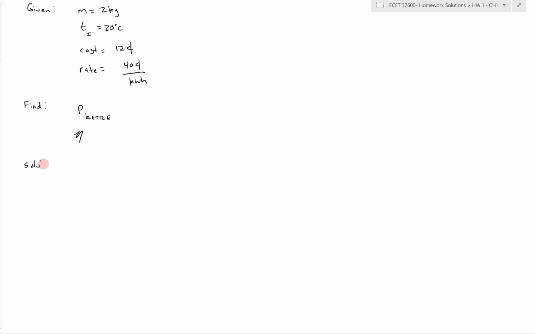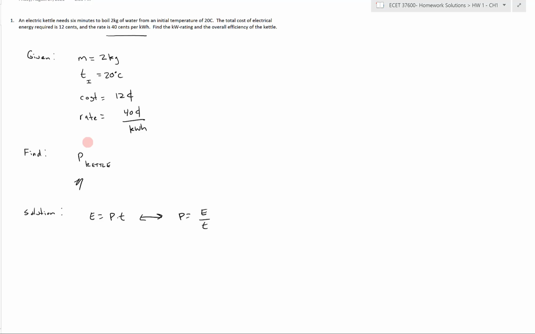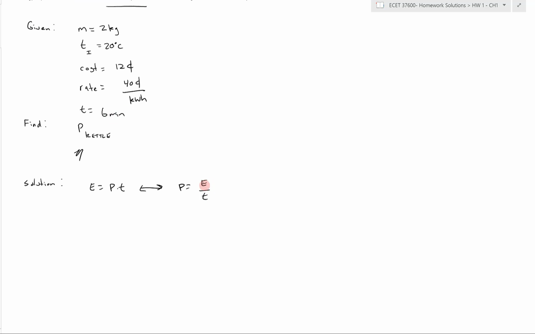So the solution. The formula we have for power is energy is equal to power times time, which we've been converting over to power is equal to energy divided by time. We were given time up here. Ooh, I forgot to write that down. Glad we did this. T equals 6 minutes, right? An electric kettle needs 6 minutes. So the time was 6 minutes, but we weren't directly given energy, right? There's no E showing up here.